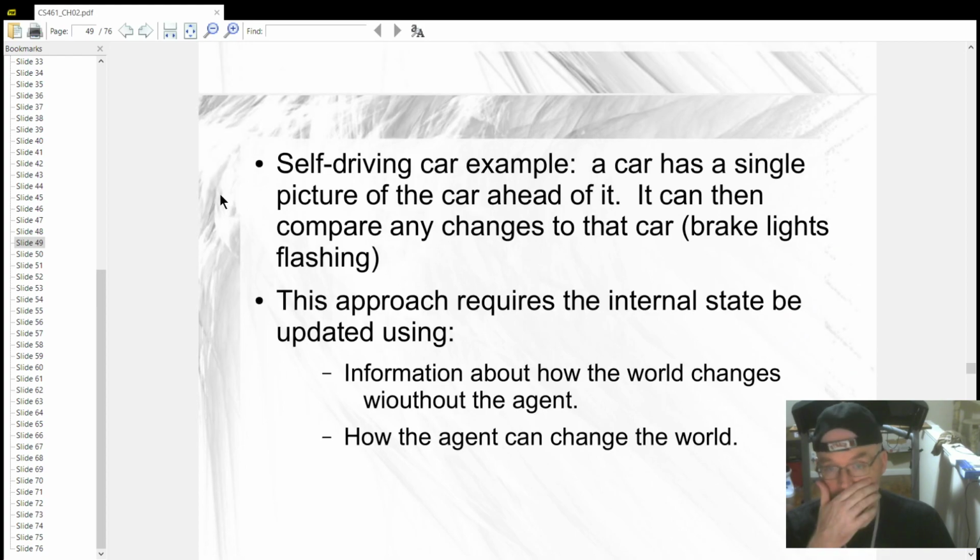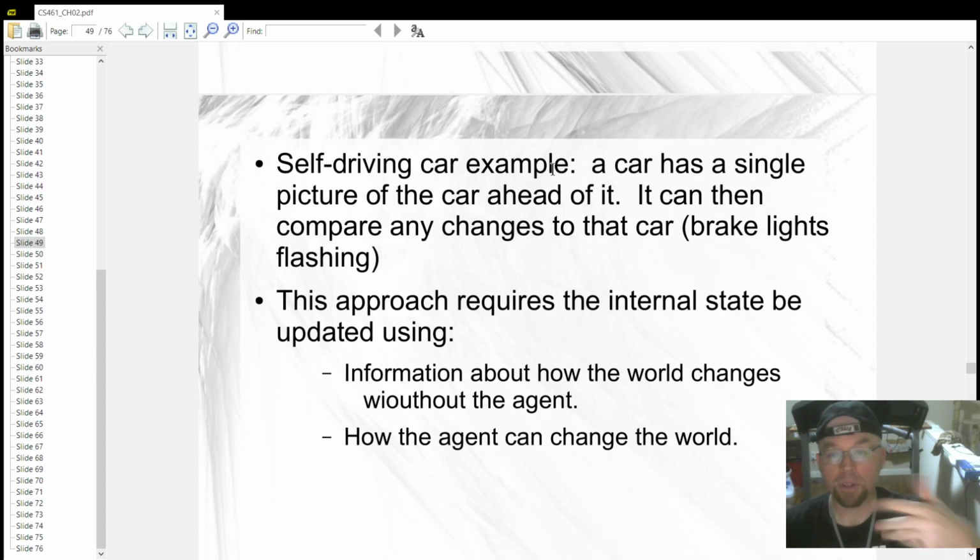So another example of this, the self-driving car. Now you have a single picture of the car ahead of you. And from one instance in time, the self-driving car says, "All right, I just took a picture. There's a car." And then the next split second, the next percept reflects a change. So previous split second, car in front of you, brake lights off. Next split second, you get a new percept, and the brake lights are on.